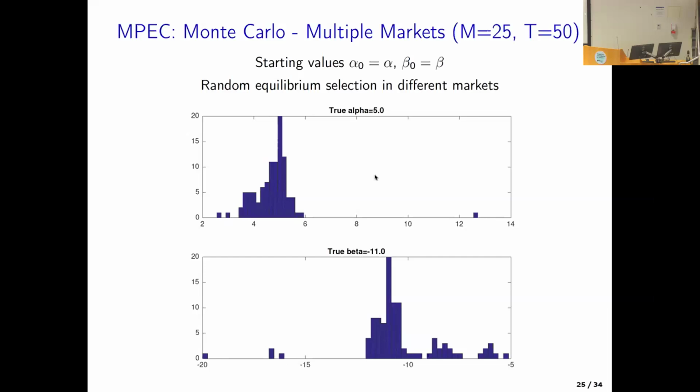So here's what happens sometimes with MPEC in multiple markets: you get estimates that are actually far away from the true solution. And if you look, actually these have converged. These are converged results.